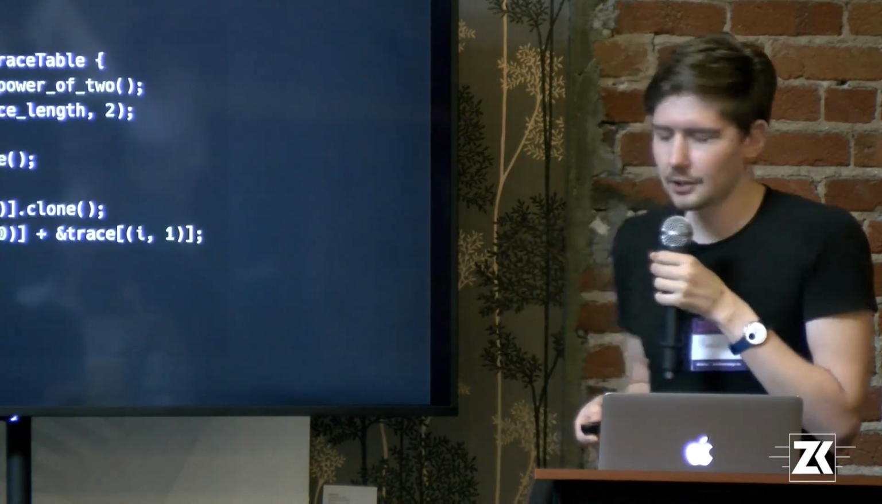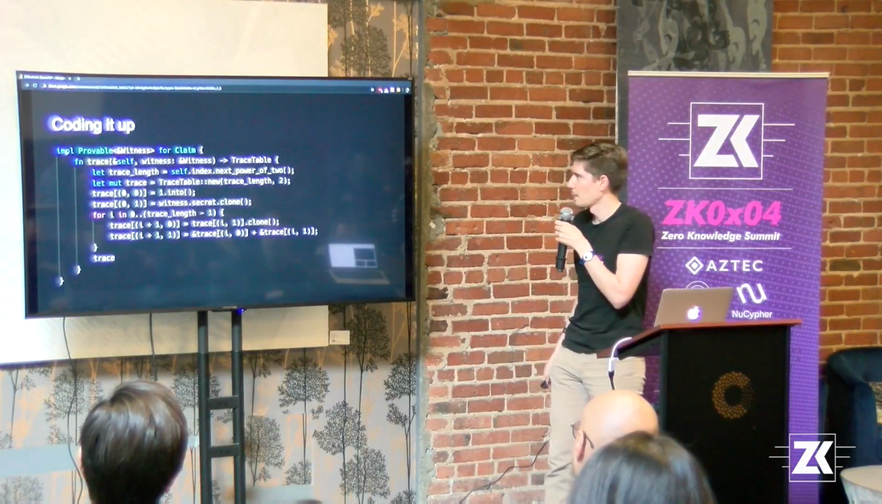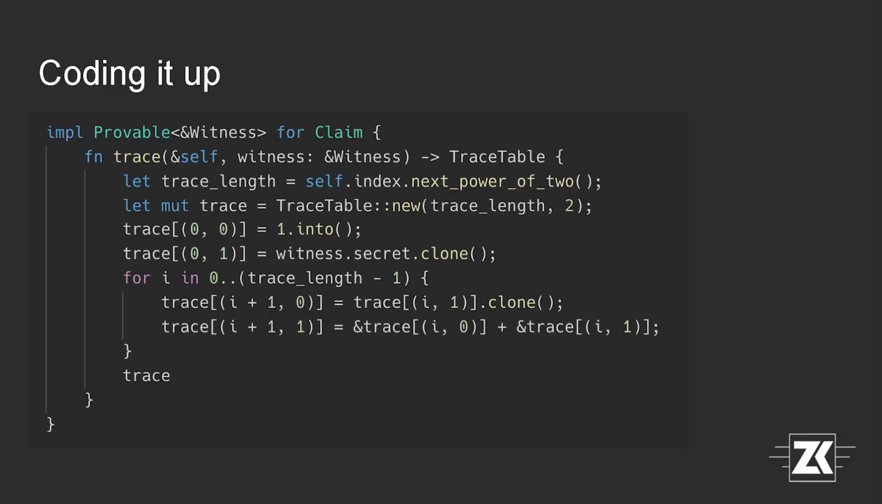Now we can implement our trace table. I'm going to start with the trace table because it's a little bit easier. You implement provable, given a witness for a claim. So self in this case would be the thing with index and value, and witness here would be our secret. We round the trace length up to the next power of 2. We create a new trace table of sufficient dimensions, in this case trace length and 2 columns.